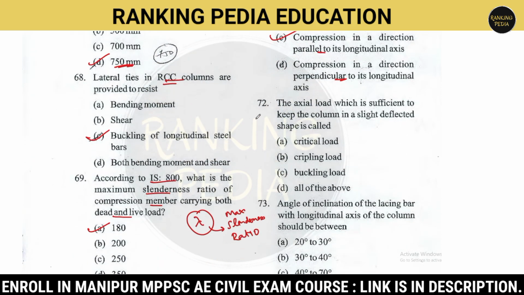Question number 72: the axial load which is sufficient to keep the column in a slight deflected shape is called. Options are given: critical load, crippling load, buckling load, or all of the above. These terms, critical load, crippling load, and buckling load, all describe the same physical phenomenon. The axial load which is sufficient to keep the column in a slight deflected shape is critical load, crippling load, and also buckling load. So the all of the above option is correct. Option number D is correct.